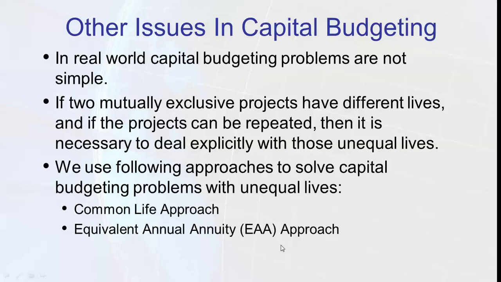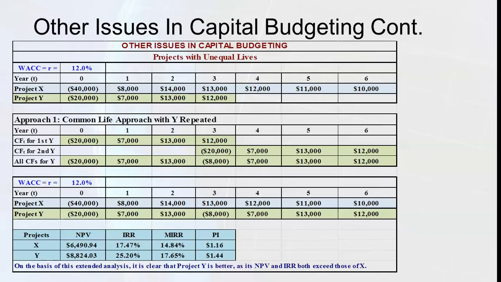If you have even lives for the projects, it's not a problem. But if you have different lives, then we need to find out which project is better. So we use the common life approach and the equivalent annual annuity approach. Let's look at what those approaches are. We have project X and project Y. Project X is a 6-year project. Project Y is a 3-year project.